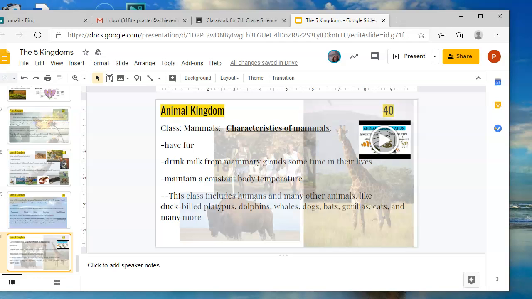Class mammals, characteristics of mammals. They have fur, drink milk from mammary glands sometime in their lives, and maintain a constant body temperature. That's called mammary glands, okay? This class includes humans and many other animals like duck-billed platypus, dolphins, whales, dogs, bats, gorillas, cats, and many more.